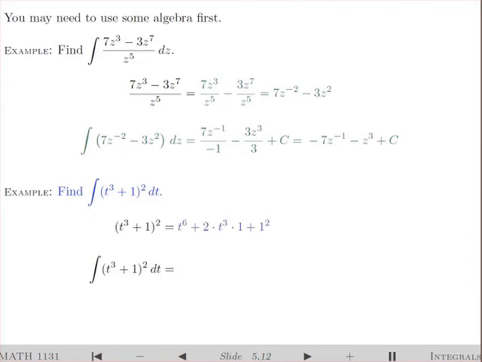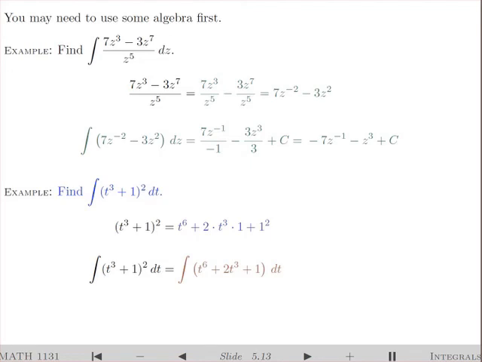So in any case, to integrate something like t to the power 3 plus 1 quantity squared, you just have to multiply it out. You can write that as t cubed plus 1 times t cubed plus 1 and FOIL, or apply the rule for squaring binomials as I'm doing here. In either case, you get t to the power 6 plus 2t cubed plus 1. And then I can integrate it term by term because it's just a polynomial.